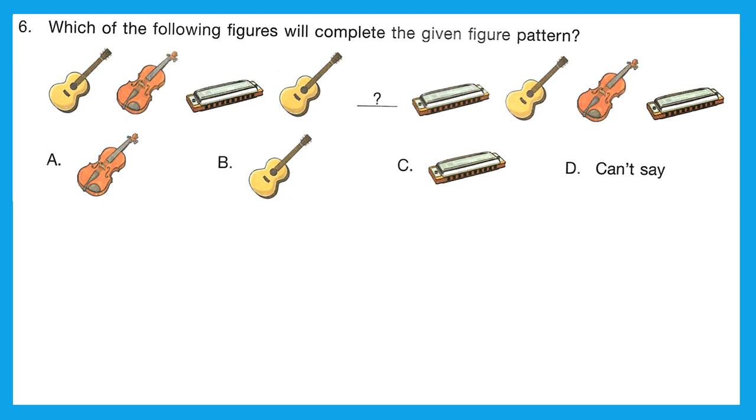Question 6. Which of the following figures will complete the given figure pattern? Let's see the pattern first. The first one is guitar, violin, mouth organ, and then again guitar is coming. That means the pattern of guitar, violin, mouth organ is repeating itself after every third figure. So the question mark should be replaced by a violin. So guitar, violin and mouth organ. Option A is the right option.